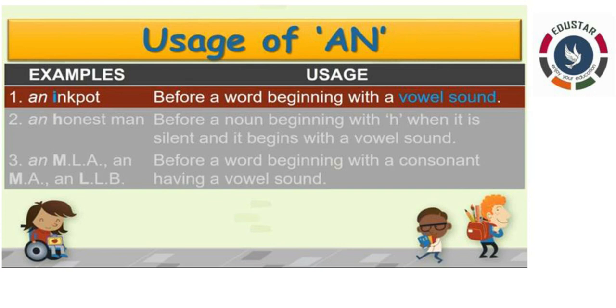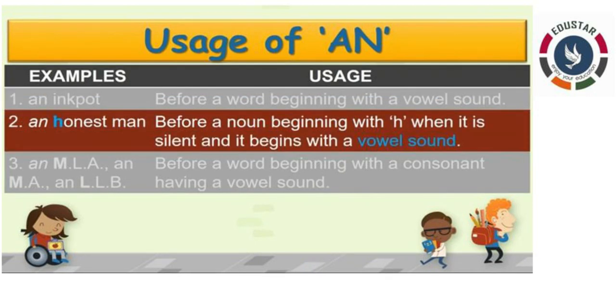Usage of an, where you are going to use an. Example, an inkpot. What is the first letter of the word? I. I has a vowel sound. So, use an before a word beginning with a vowel sound. An inkpot. Your next one is an honest man. An is placed before the word honest.